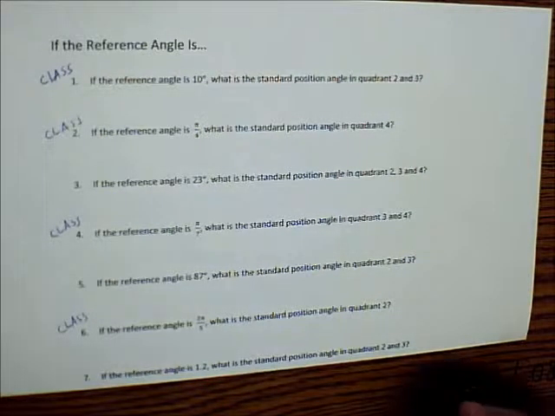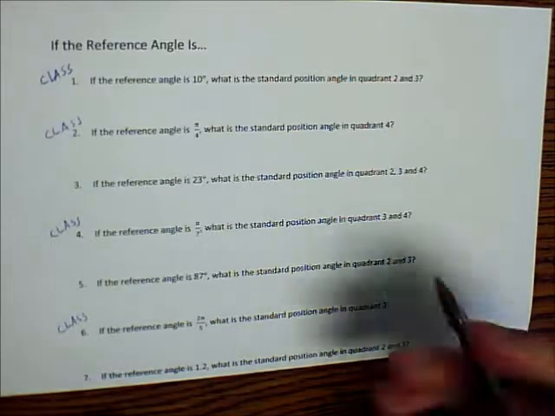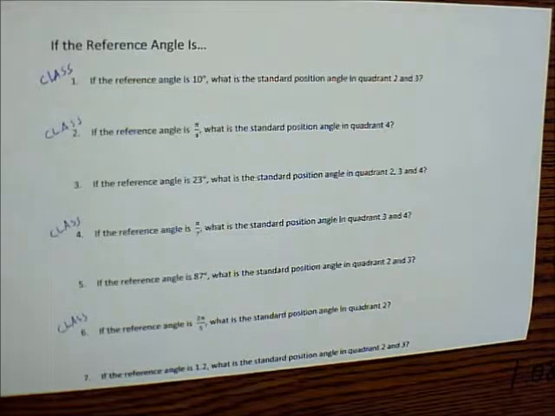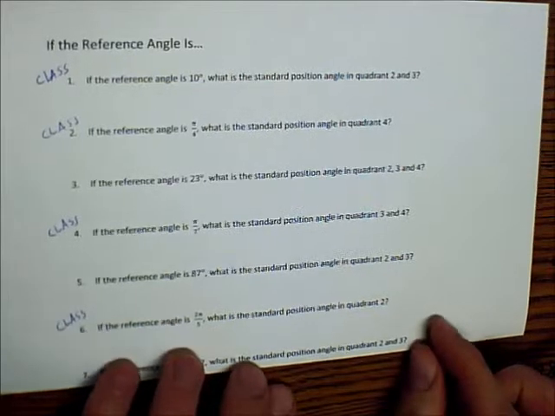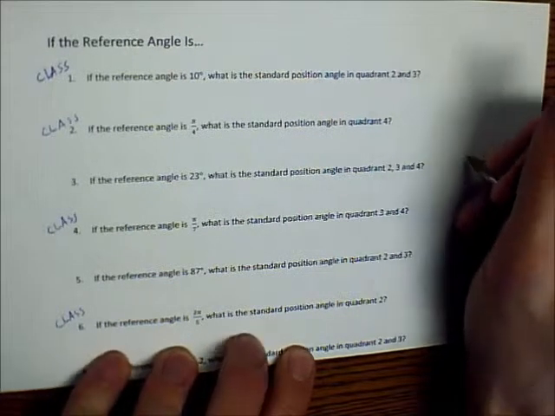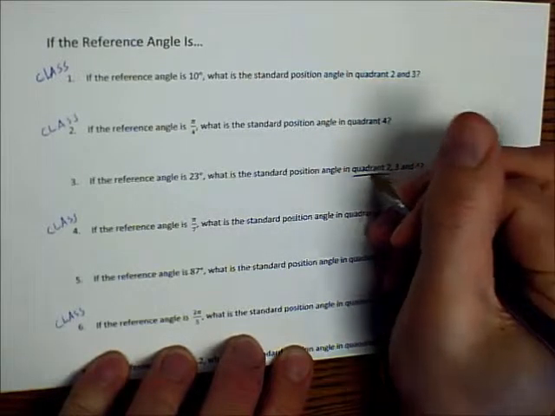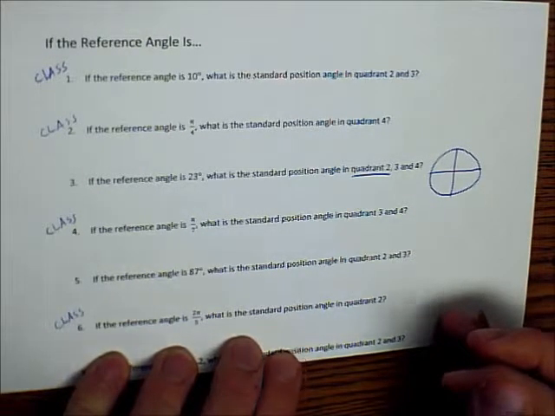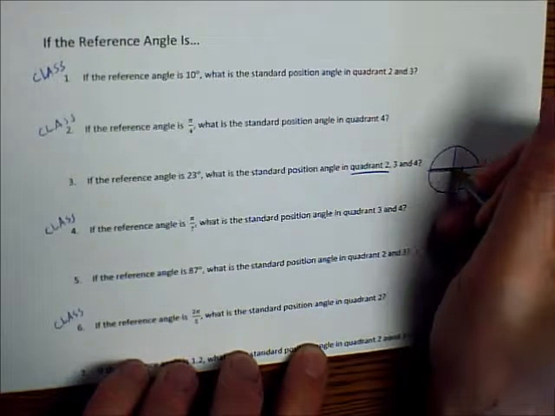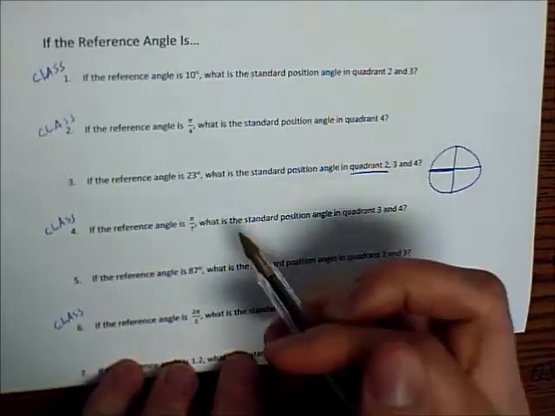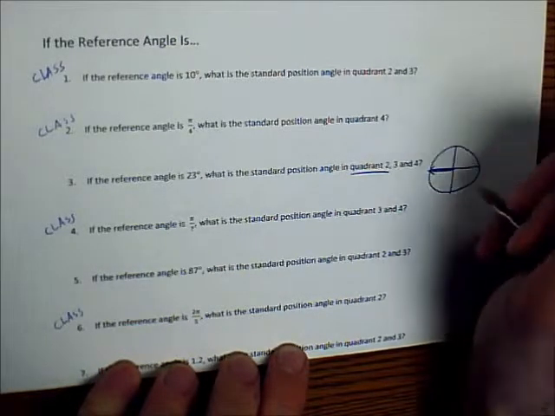Let's try number 3. So the reference angle here is 23 degrees. We want to find what standard position angle would have that same reference angle. So let's make a picture. Let's start in quadrant 2. Let's ignore quadrant 3 and 4 for now. So the reference angle, again, is the difference between whatever angle you have and the nearest x-axis. In other words, how far away from the x-axis is it?